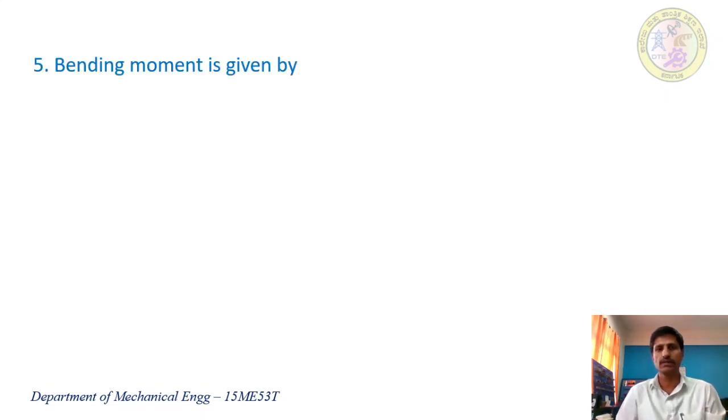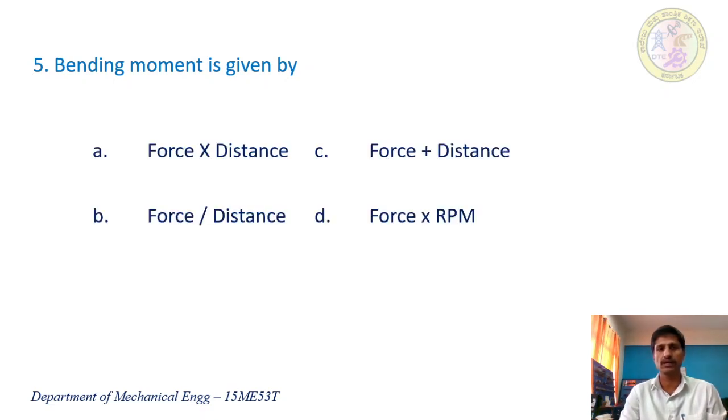Next question is, bending moment is given by. Answers are force into distance, force divided by distance, force plus distance, force into RPM. Please give your answer. The right answer is force into distance.